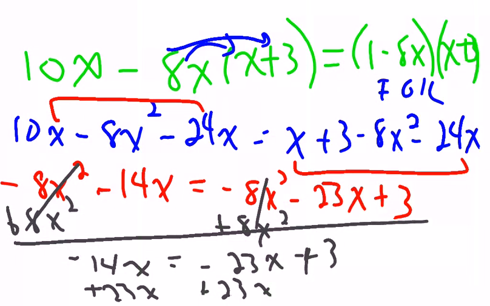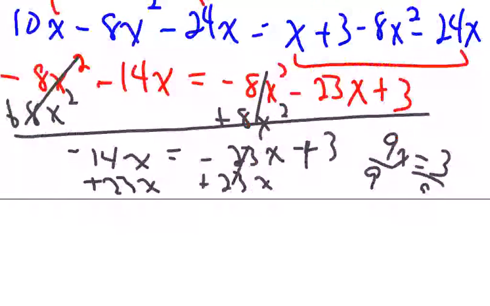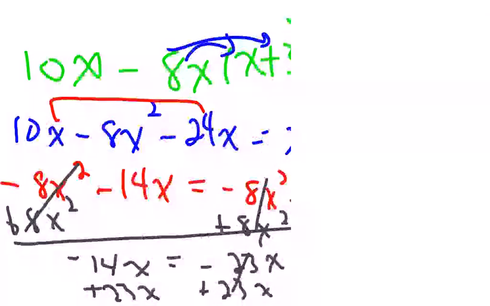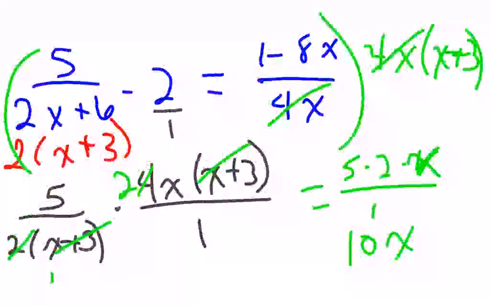So we have negative 14 plus 23. That gives us 9x. So we have, I'm going to write it over here, 9x, and then over here that cancels equals 3. So if we divide by 9, we get 3 ninths. But we want to reduce that, and that becomes 1/3. So our answer is going to be 1/3.